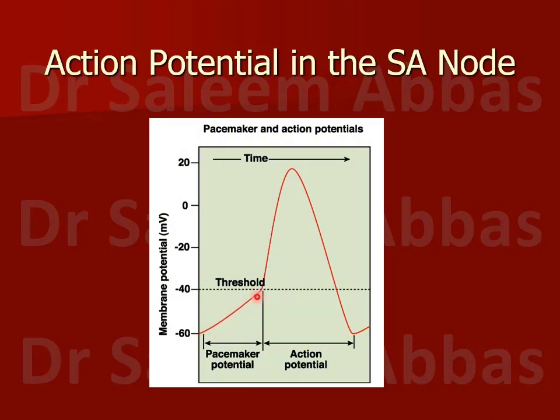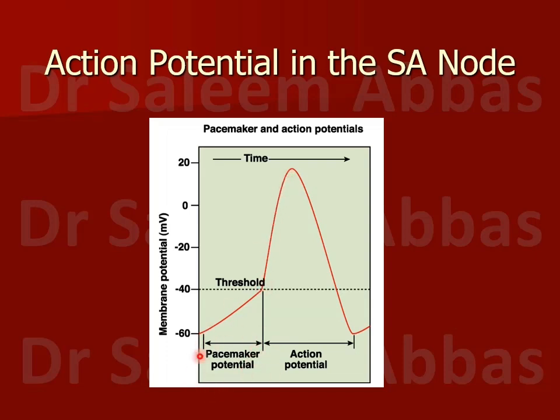towards -40. Okay, now this -40 millivolt is a threshold potential, and threshold potential is the minimal change that is required for an action potential to take place. Okay, so the moment the membrane potential touches the -40 level, then the vicious circle starts, and the voltage gated calcium channels open, which allow the positive charges to rush in, causing this depolarization.